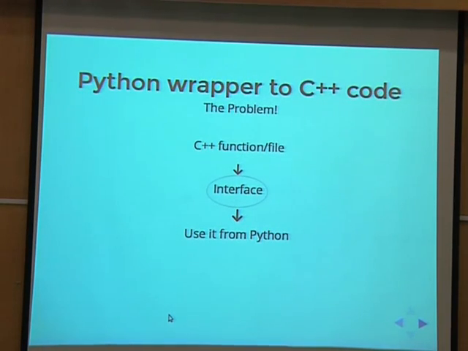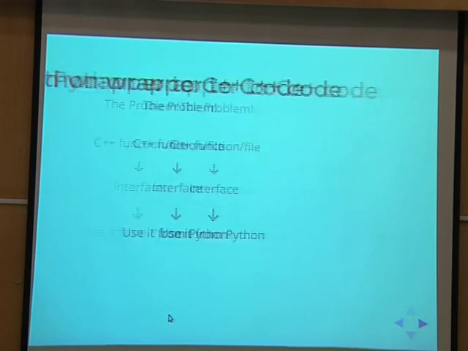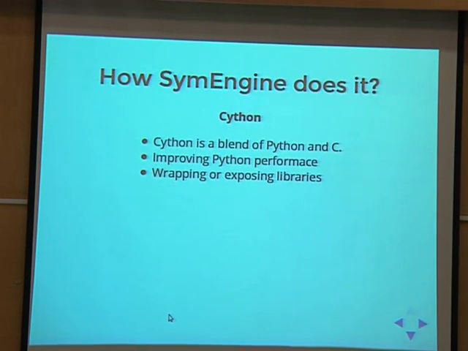There are multiple other things. There's SWIG, there's Boost Python, F2Py, and multiple things which let you interface Python with other languages. And there's something called Cython. What we use in SymEngine is Cython, so I'll talk a bit about Cython. Cython is a blend of Python and C. It takes some spirit from C, and hence at the end of the day it actually improves performance.